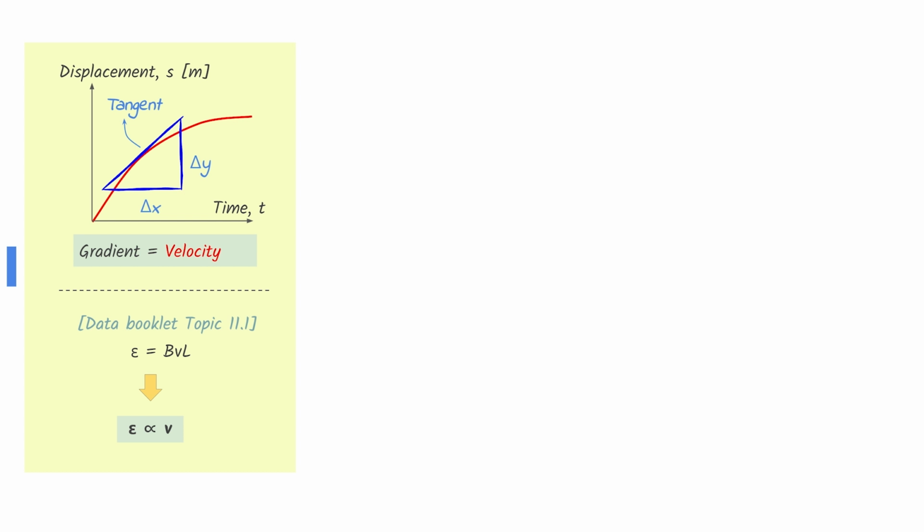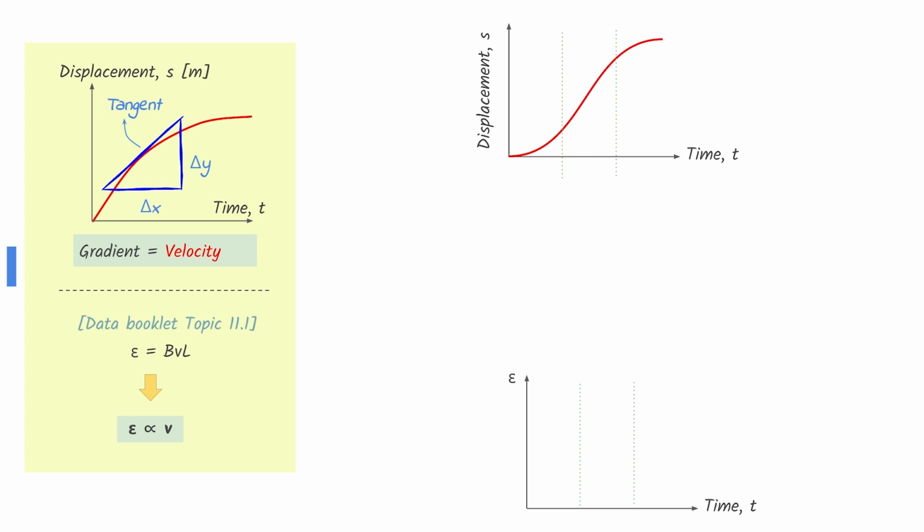Two things to keep in mind. Number 1, the gradient of a displacement time graph is the velocity. Number 2, induced EMF is directly proportional to the velocity when the magnetic field strength and the length is constant. Now let's analyze the displacement graph given in the question. We can roughly divide the graph into 3 sections. In the first section, the gradient increases. This means that the velocity increases, which means that the induced EMF increases.